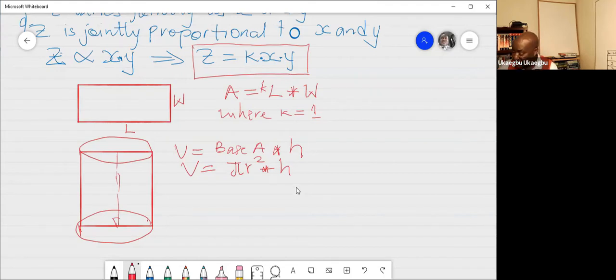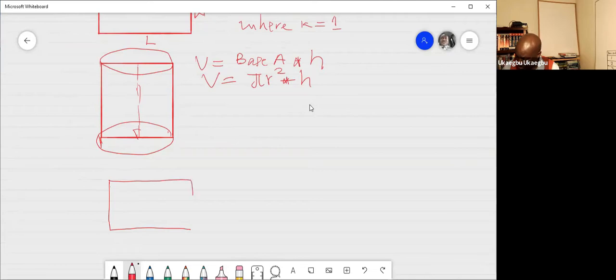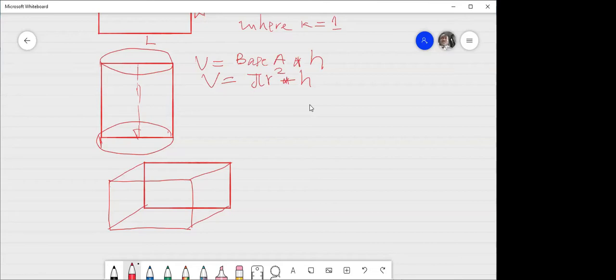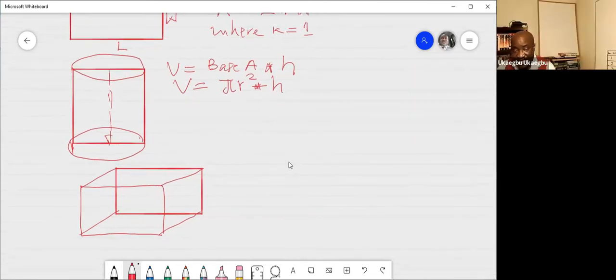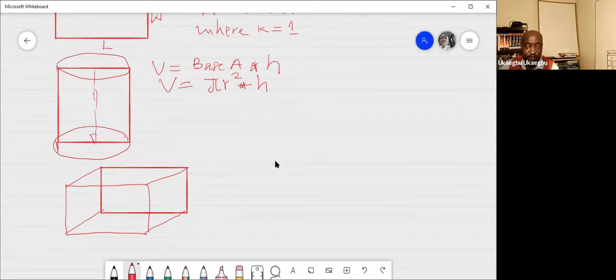Now, let me draw another shape. You tell me what it is, or another figure, whatever you call it. What is this shape I just drew? Is it a cube? It's either a cube or a rectangular prism. A cube is a special example of a rectangular prism.